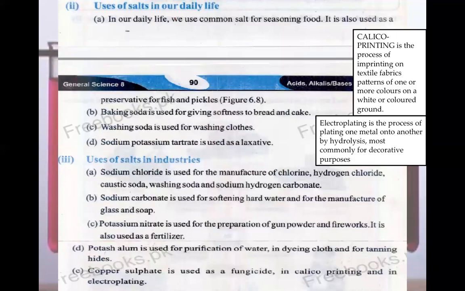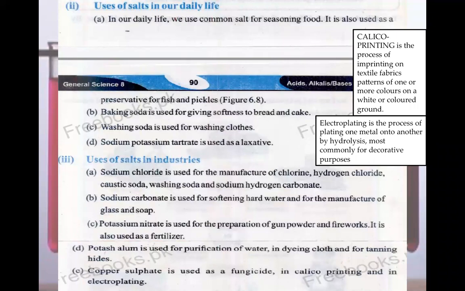बेकिंग सोडा की हमें इंपॉर्टेंस का पता है, it is used in baking. वॉशिंग सोडा की हमें इंपॉर्टेंस का पता है, it is used for washing clothes. And then we have sodium potassium tartrate, which is used as a laxative. If you have constipation or you have a problem in excreting your feces, then you take sodium potassium tartrate, it is used as a laxative. ठीक है, जब आपको कॉन्स्टिपेशन हो या आपको कोई ऐसी प्रॉब्लम हो, you take a laxative. ठीक है, आप जाते हो medical stores पर and you ask for a laxative, any syrup that has a laxative in it. So sodium potassium tartrate is also used as a laxative.